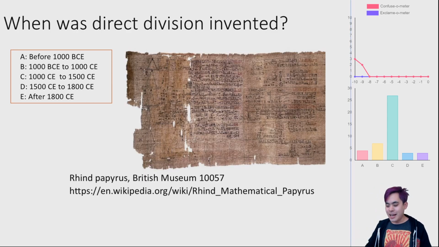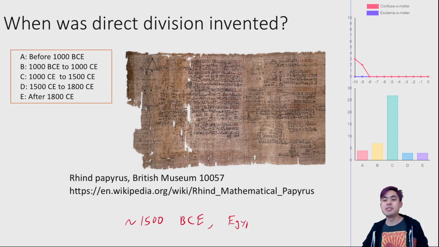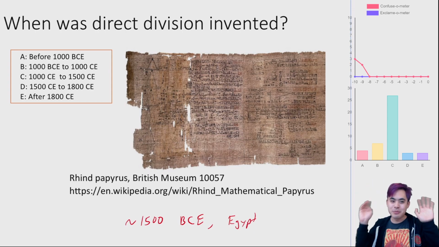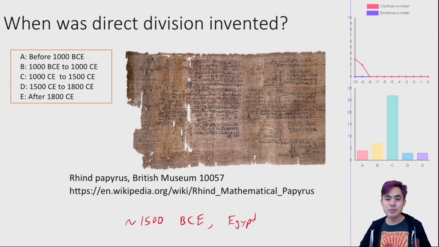So it turns out the ancient Egyptians, around 1500 BCE in Egypt, had these papyruses that they put math problems on. So people were doing math problems, including direct division, back in 1500 BCE in Egypt. So this was still ages and ages ago.